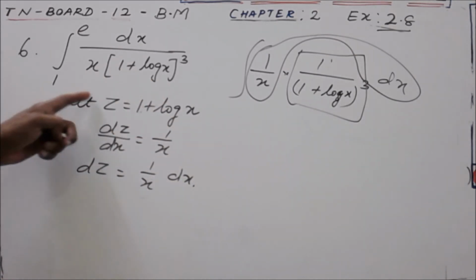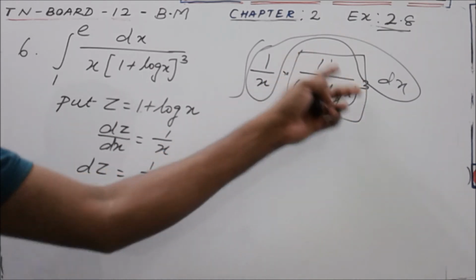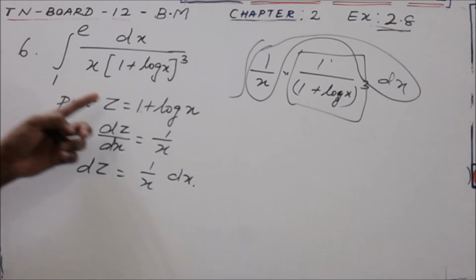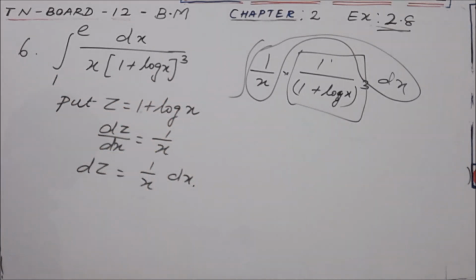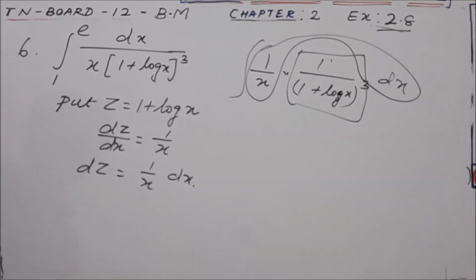And now also we have dz by dx is 1 by x. So the suitable substitution is given to the function raised to the power. You can choose 1 plus log x; that is also easy for you. Here z equal to 1 plus log x, dz by dx is equal to 1 by x. Now cross multiplying, dz equals 1 by x dx.